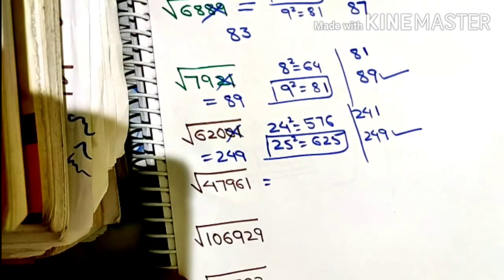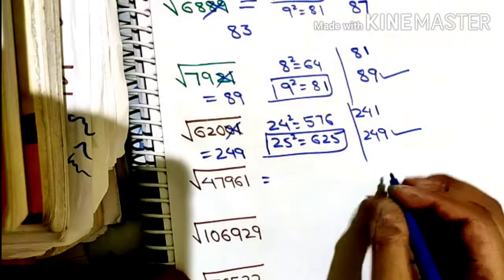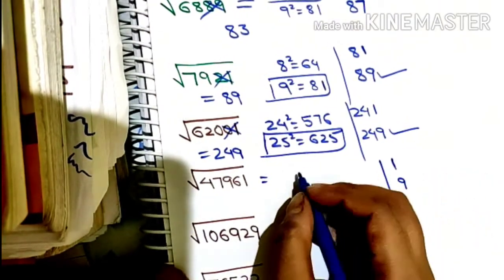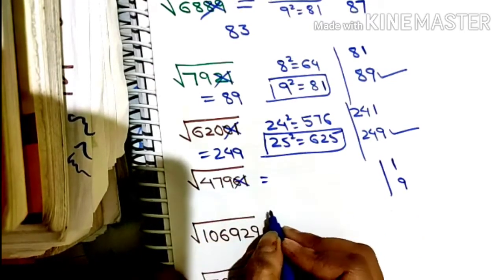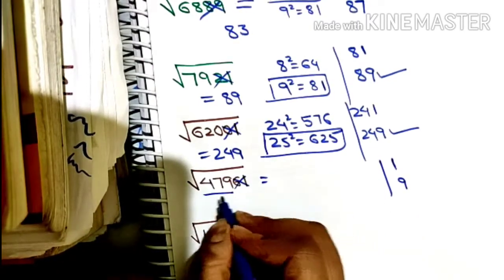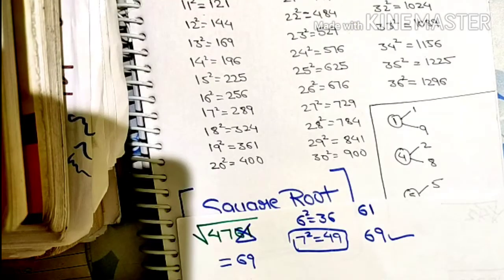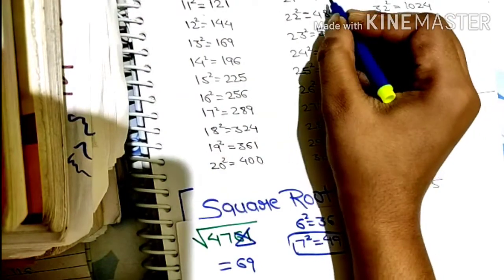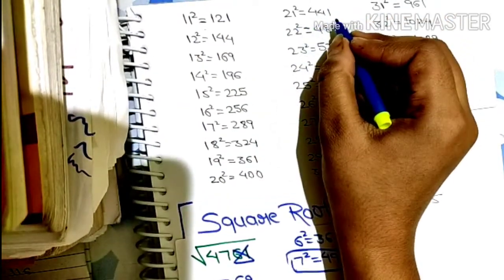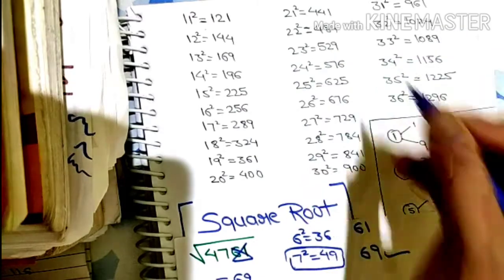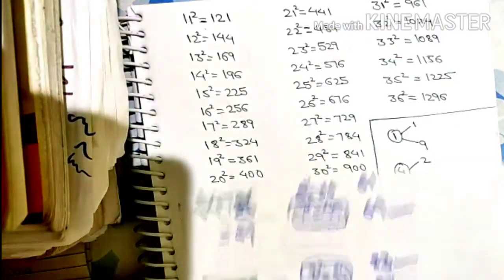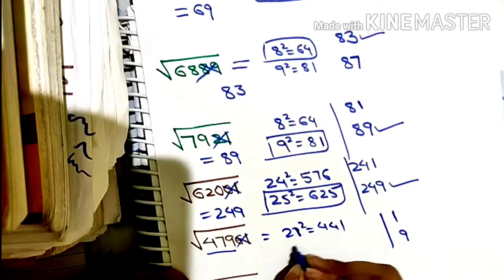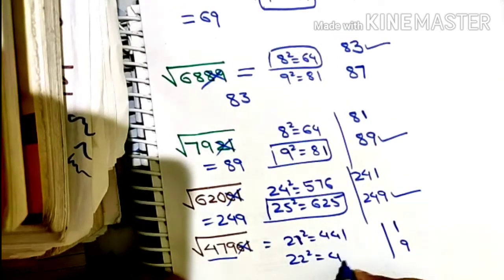Again we have to find the square root of a 5-digit number and the number ends with 1. So there are two possibilities, 1 and 9. Okay. After that we have to ignore the last two digits and focus on the rest of the number, that is 479. You must memorize this square chart. 479 lies between these two. You see that? 21 square 441, 22 square 484. So we have to write 21 square 441 and 22 square 484.